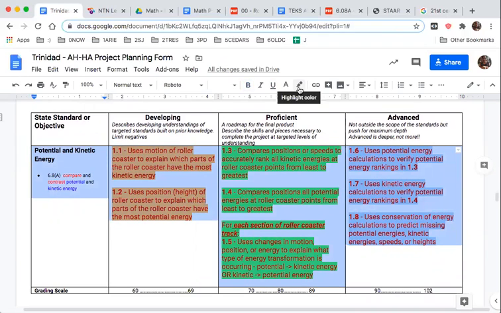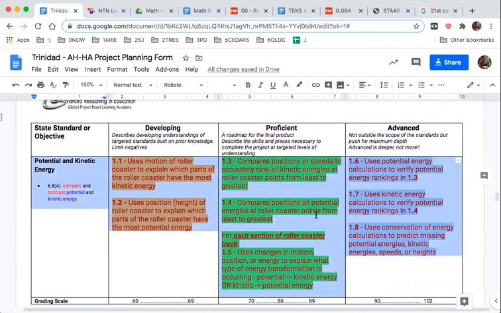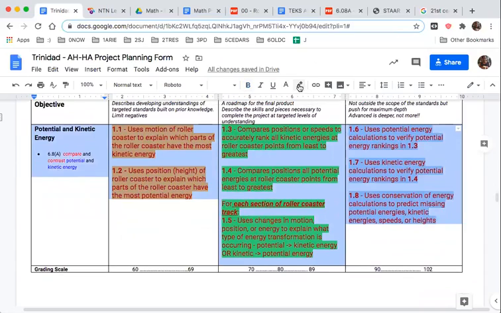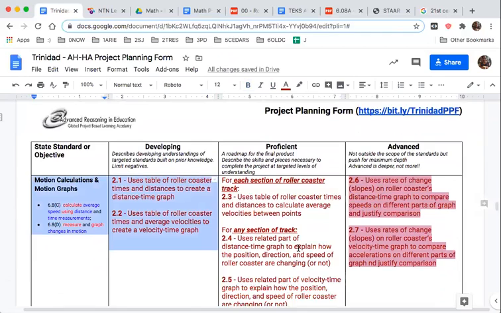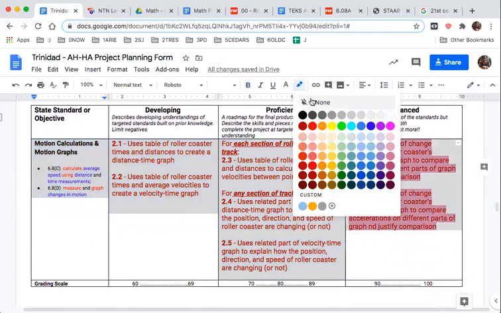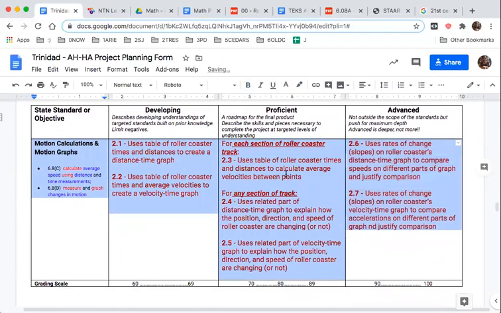I divided up my rubric into 2 sections, a 1-pager that emphasizes potential and kinetic energy. And again, I would unhighlight that. And then a 1-pager that emphasizes motion calculations and motion graphs.